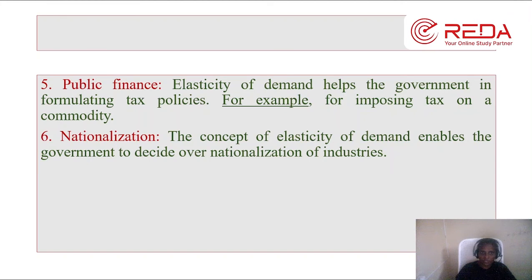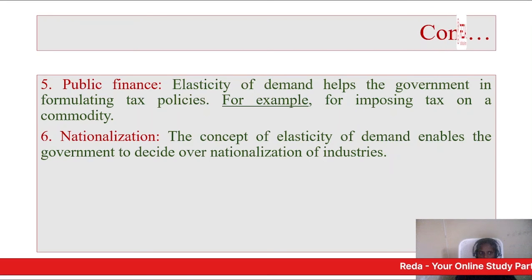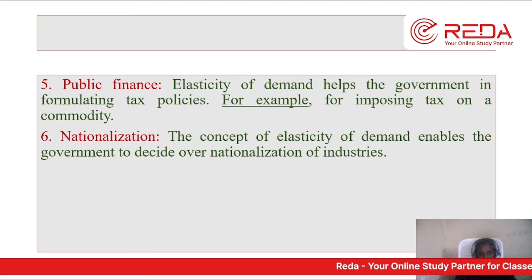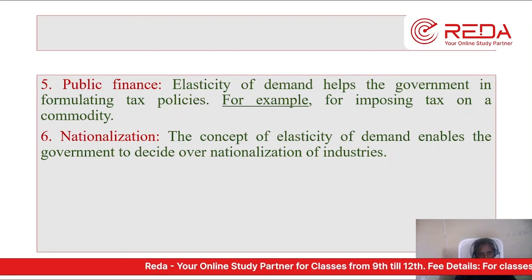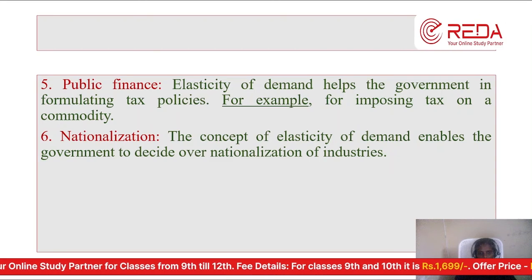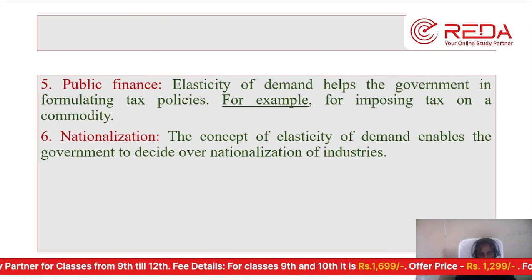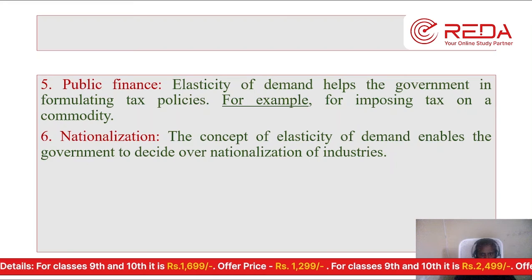So elasticity of demand is very much essential for fixing taxes on commodities, for fixing indirect taxes, which we call public finance. This elasticity of demand is very helpful for the finance side of a government. Then nationalization.